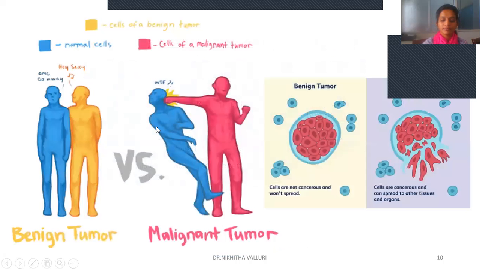So if you see this picture, this blue colored man is representing a normal cell, this yellow is a benign tumor, and pink is a malignant tumor. A benign tumor, though it is residing behind these normal cells, does not cause any damage to them. Malignant cells will cause harm to these normal cells by residing there. And coming to this picture, the blue ones were normal cells and the pink ones are cancerous cells.